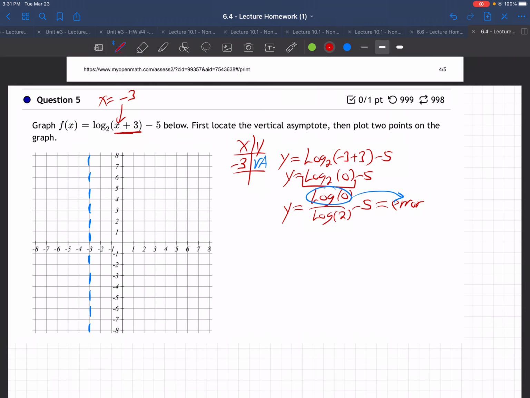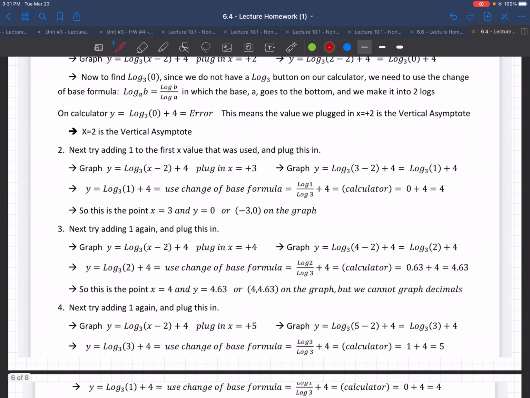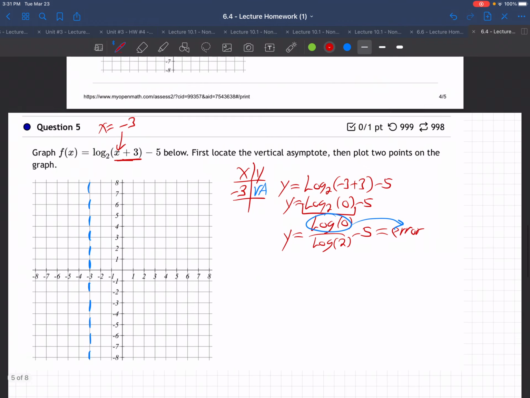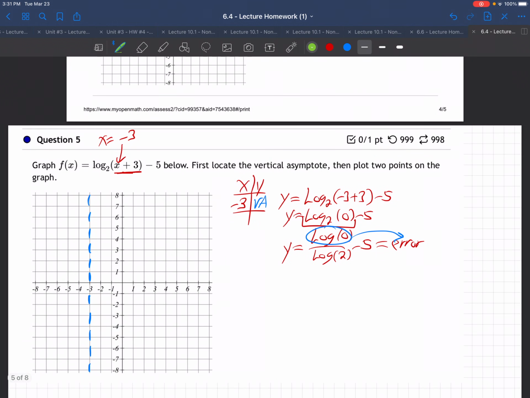Okay, then it says from there, next try adding 1. So let's go up by 1. So I'm going to go to negative 2. So bring this down, y equals log base 2 of (negative 2 plus 3) minus 5, right? That's 1 higher. I added 1. Negative 3, add 1 is negative 2. So that's log base 2 of 1 minus 5.